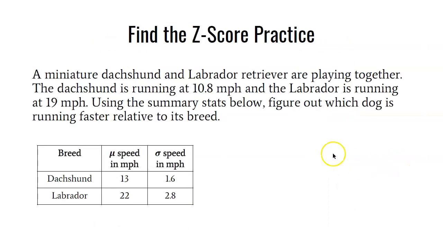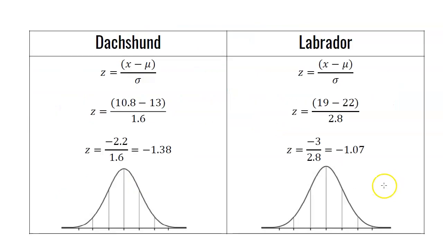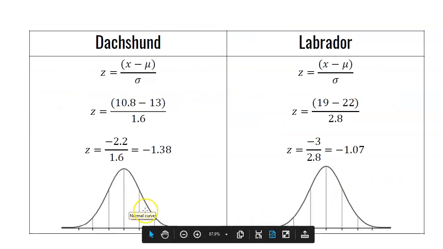So the question is, figure out which dog is running faster relative to its breed. Okay, so faster relative to its breed. So faster is above the mean, right? But one is still going faster than the other one. So this dachshund is about 1.38 standard deviations below the mean. This Labrador is really, 1.38 is going to be about here, and 1.07 is going to be like just here. So actually the Labrador is closer to the mean, right?